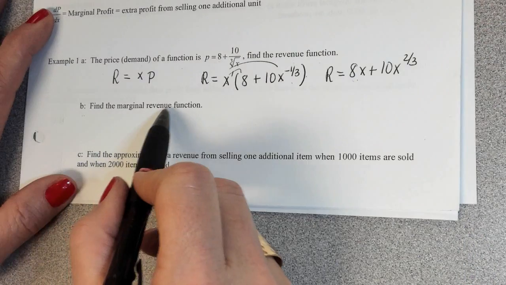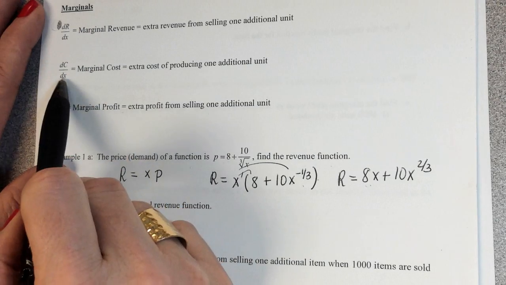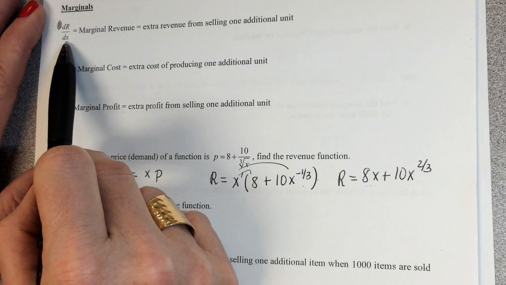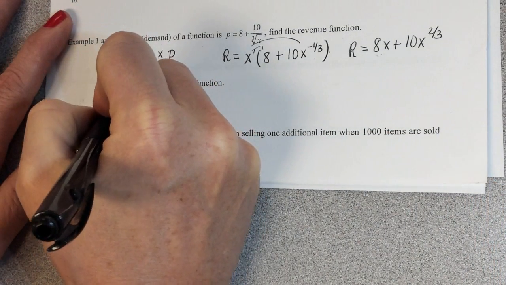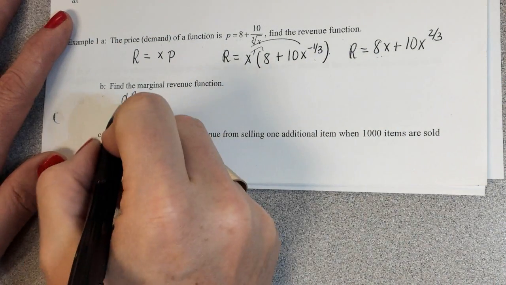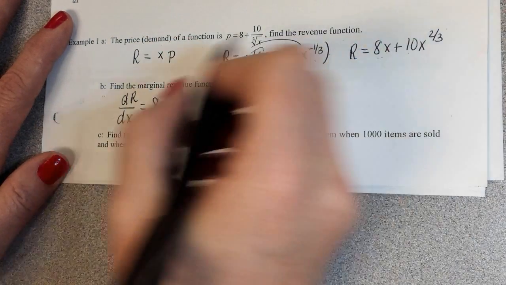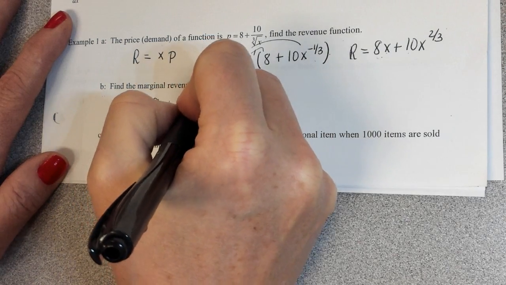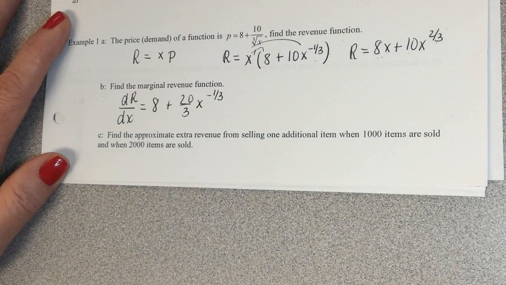Now we're asked to find the marginal revenue. With the marginals, what does that mean we're going to do? Just take the, what does this mean? dR/dx. Derivative, right. So we're just going to take the derivative. So the marginal revenue function, dR/dx, is going to be, the derivative of 8x is 8. Derivative here, I have to do 10 times 2/3, that's 20/3 x, subtract 1. So there would be the marginal revenue function. We're back to taking the derivative with respect to x, not with respect to t.